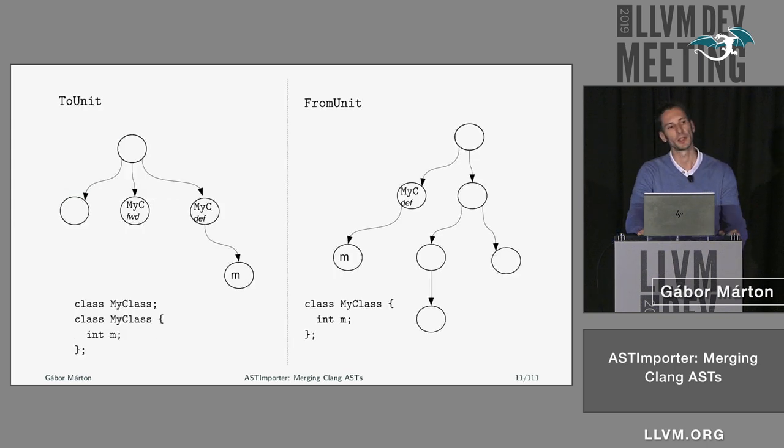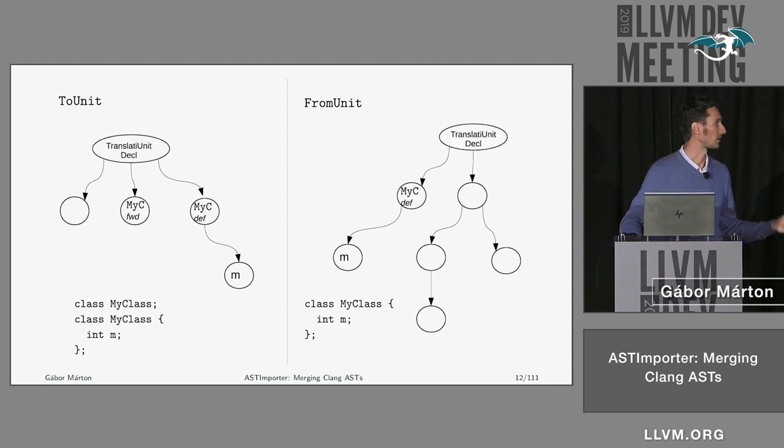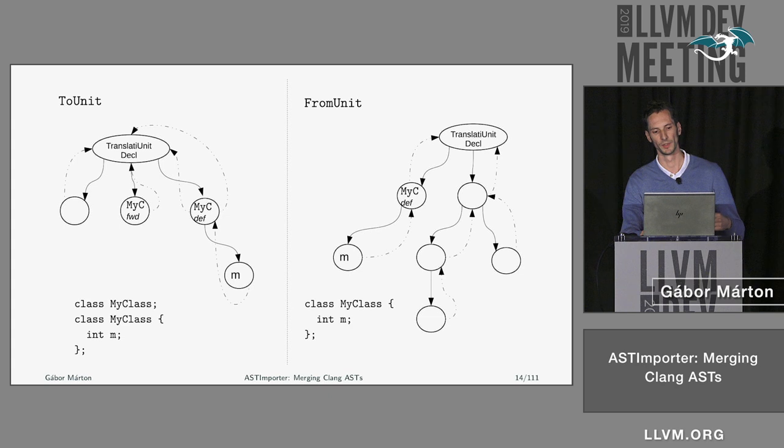But before that, let me explain a bit further the structure of the AST. These arrows that you see represent containment. So the translation unit declaration contains the forward declaration of my class and the definition of my class in this case. But this relation between the translation unit declaration and the contained nodes is a bidirectional relation. So we want to represent that the parent of the my class definition node is the translation unit declaration. If we represent that information for every node, then the AST is getting a little bit more complicated.